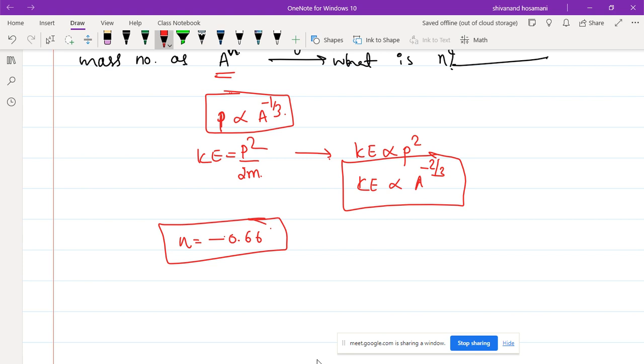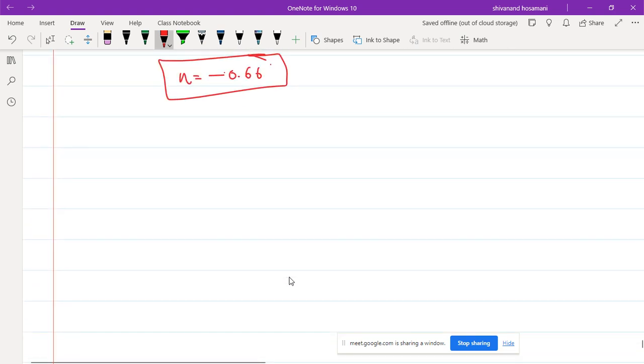Next. There are a lot of problems. Let us solve one problem based on mirror nuclei. So let us take one problem on mirror nuclei, and then we'll go to the next concept, which is nuclear models. Before that, let me solve one problem here. Just I will write down that problem here.